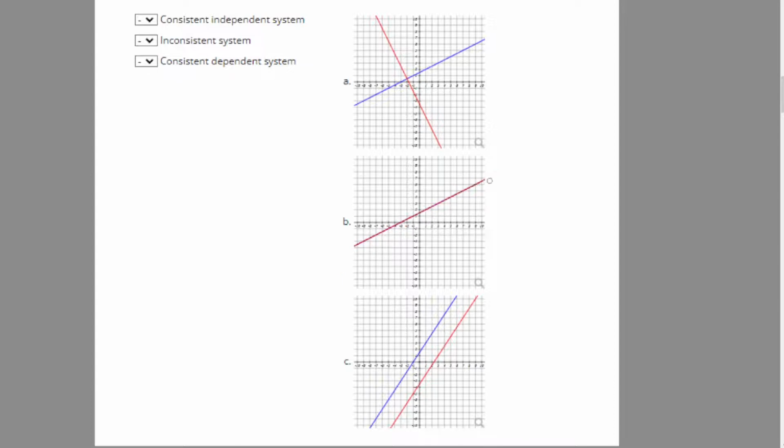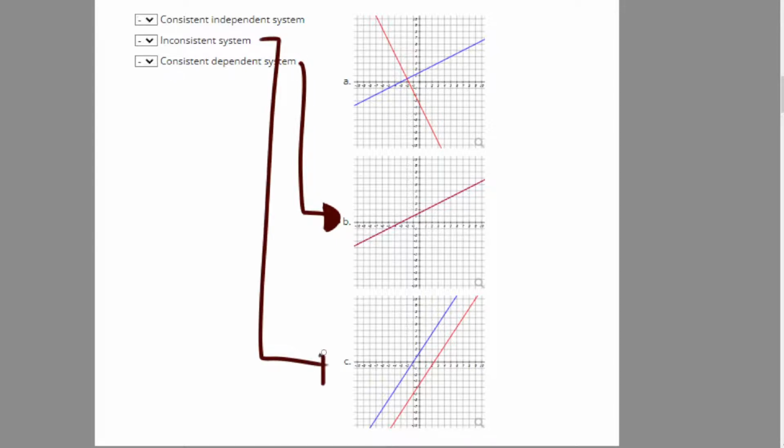So this one, it's hard to tell that there's two lines here, but this is going to be a consistent dependent solution, because it is two lines that are exactly the same, and so you have all real numbers. An inconsistent system is one that has zero solutions, so it's going to be these two parallel lines, and a consistent independent system is going to be this one that has one solution, where it intersects.